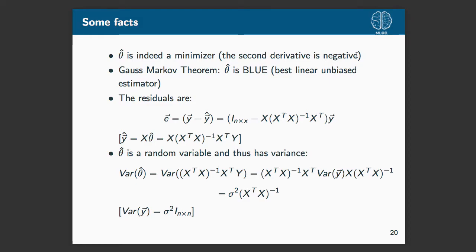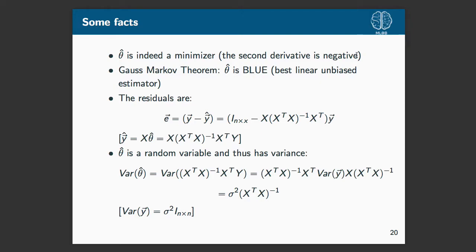It turns out that theta hat is BLUE, which stands for best linear unbiased estimator. So out of all the unbiased estimators for theta, theta hat from OLS, ordinary least squares, is the best one. The word best means it has the lowest variance. It's the least variable, the most accurate prediction that we can make for the real theta.